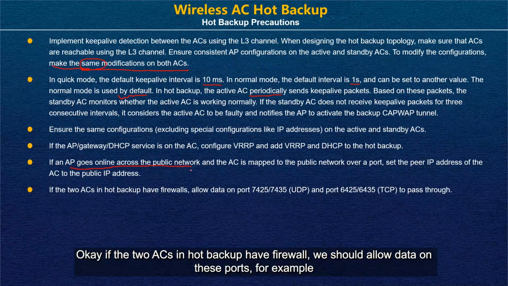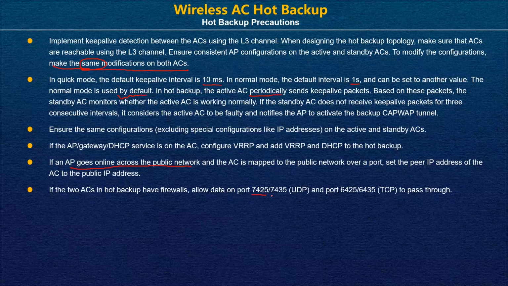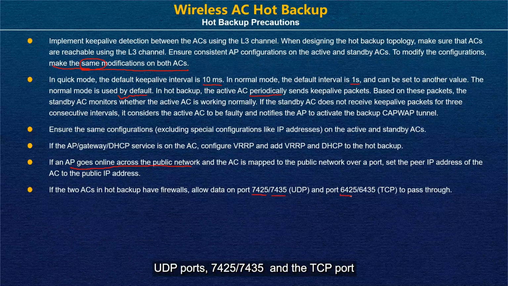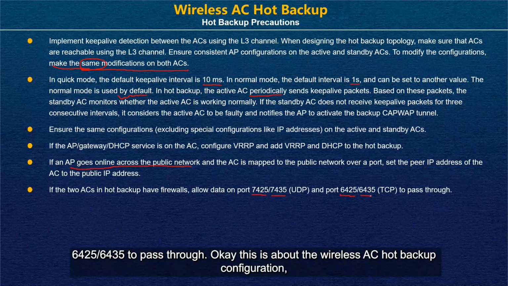Okay, and if the two ACs in hot backup have firewalls, we should allow data on these ports, for example, UDP ports 7425, 7435, and the TCP ports 6425, 6435 to pass through.